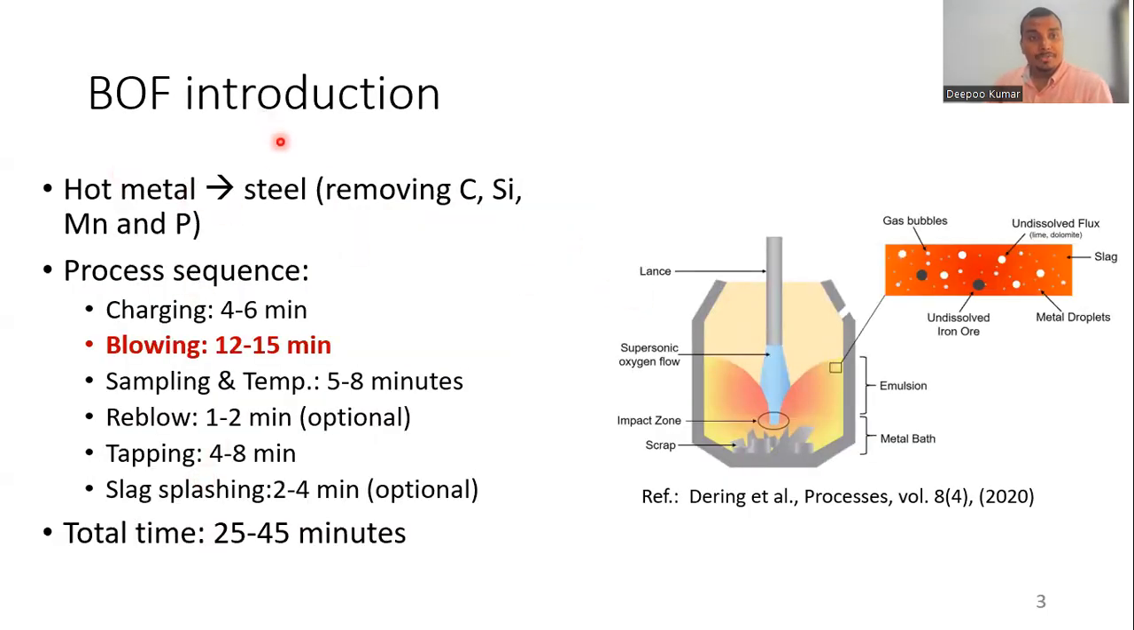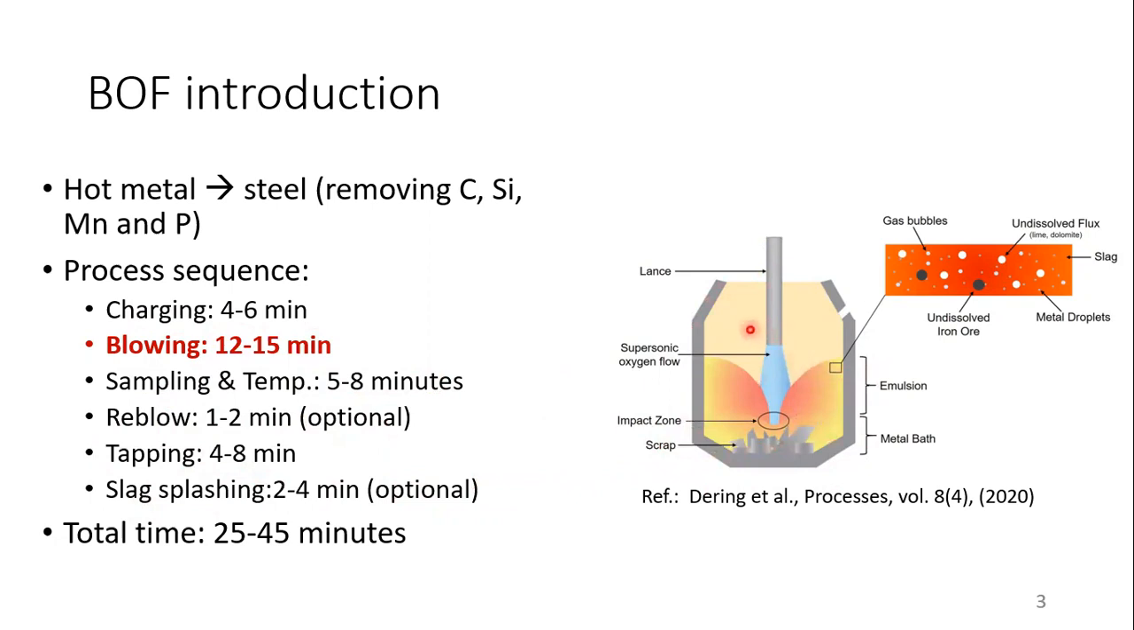So this is the BOF steelmaking process. The primary function is to refine the hot metal, which contains impurities such as carbon, silicon, manganese, and phosphorus. You can see the converter here, a schematic of that. You first charge the scrap, hot metal, etc., followed by oxygen blowing for about 12 to 15 minutes, then sampling and temperature measurement to make sure the product is right, and if required, there's a reblow, followed by tapping, and again slag splashing is optional to protect refractories.